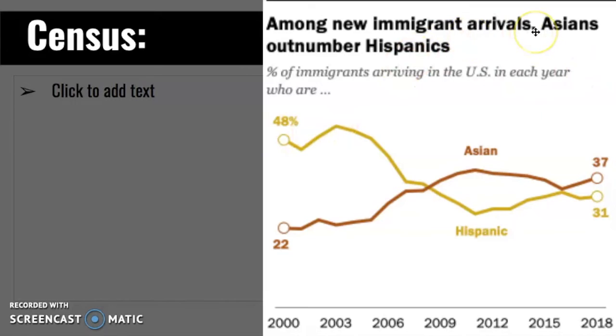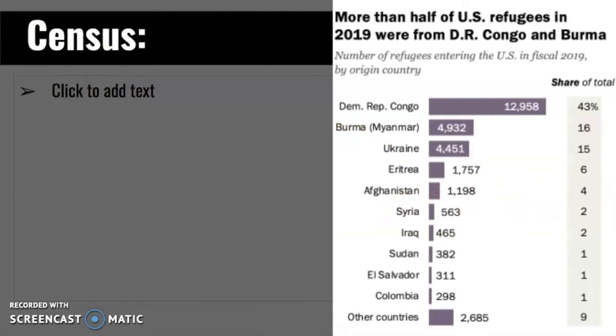Among new immigrant arrivals, Asians outnumbered Hispanics, so this is again a recent trend that you can see, more people from Asia coming to the US. This graph takes a look at refugees. So this has to do with immigration, but with refugees, something bad is going on in these nations and they have to get out, and they try to seek some ways like asylum. So can the U.S. protect them? There's a civil war or drought or famine or whatever going on, so they need a place to stay.